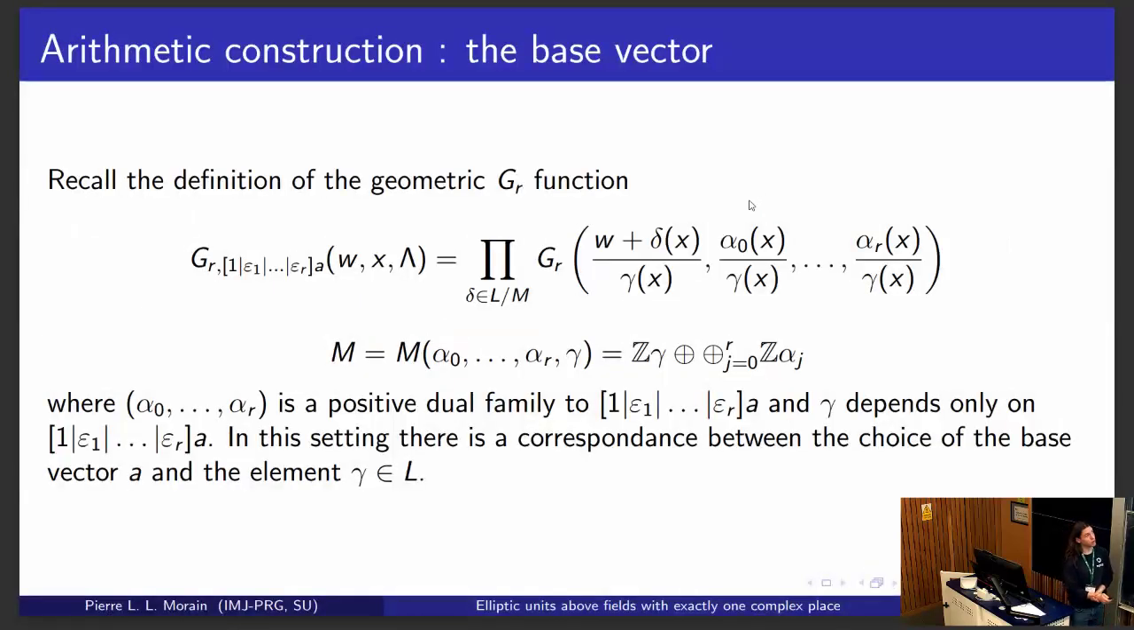Now I recall the definition of the geometric function. So you see this one more time, even though it's quite complicated. And what happens is that there's an element gamma in your field that appears. But this gamma is related to the base vector A. In fact, I'm not going to say there's a one-to-one correspondence because you have to choose signs every time. So there's a correspondence up to sign. And this is what we're going to do. So instead of fixing the base vector A, I'm fixing the torsion point gamma.